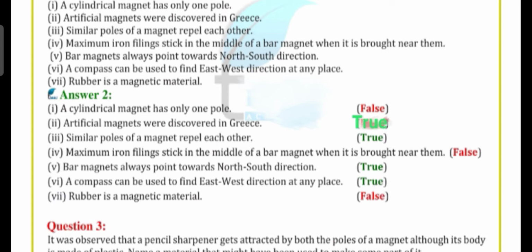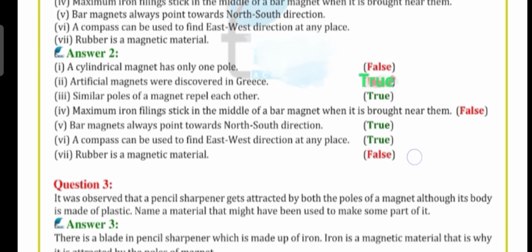Then seventh one, rubber is a magnetic material. Whether rubber attracts to a magnet or not, it does not attract to the magnet. So it is not a magnetic material. So rubber is a magnetic material is a false statement. So we can move to the third question.